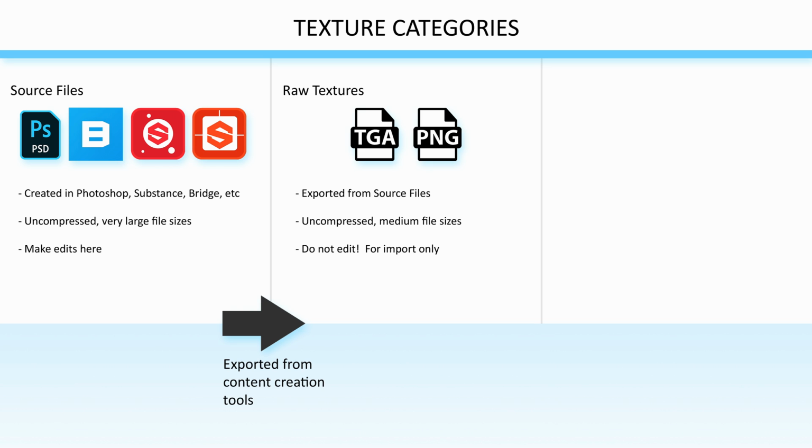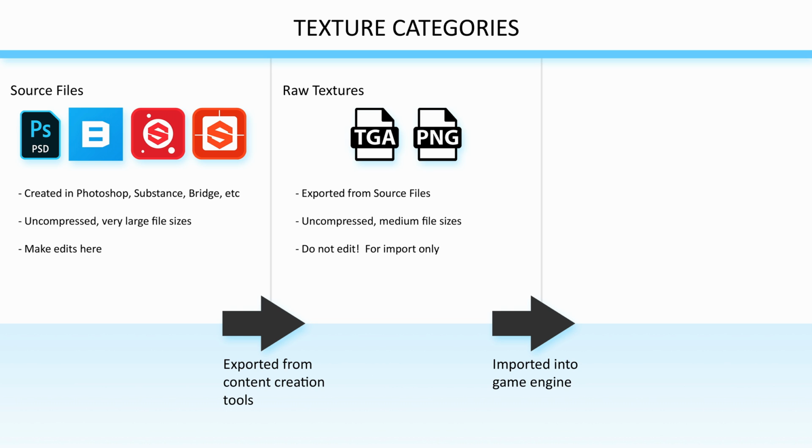But before we go on, it's important to remember not to edit your files at this raw or intermediate stage. If you need to make adjustments, go back to the source files and make your changes there. Then re-export to the raw image file formats. Editing the raw files directly makes the source files obsolete and significantly limits the types of changes you can make going forward.